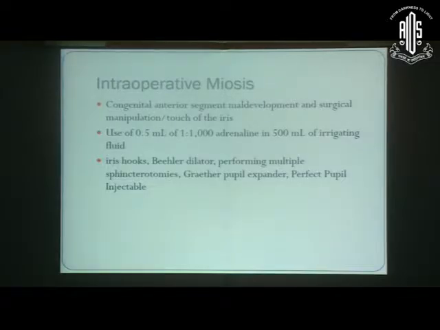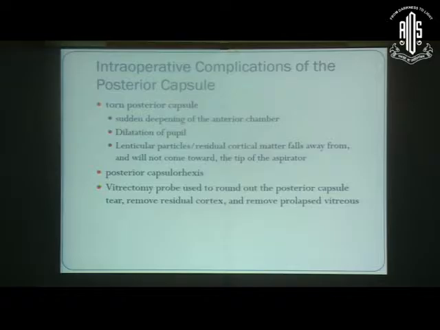Intraoperative miosis. The pupil may remain small in spite of all your aggressive preoperative eye drop regimen. That is because there might be congenital anterior segment maldevelopment, or if during surgery you accidentally happen to touch the pupil, there is going to be sudden miosis. So to prevent that, it is recommended that 0.5 ml of 1 in 1000 adrenaline should be used in the irrigating fluid. And like sirs described, you could also use one of these devices to dilate the pupil.